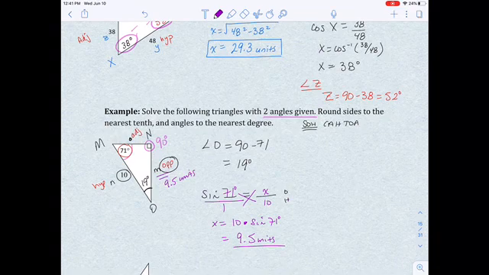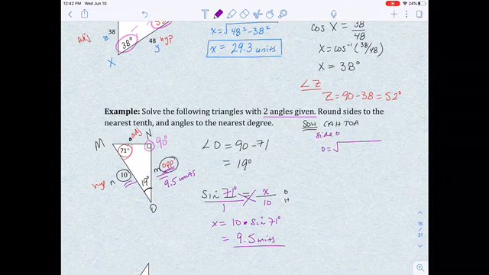If I wanted to use trig again, I could use one of my ratios. Okay, we've got lots of choices here because we have two sides. I could use ratios, or I could use Pythagoras. I could say side O is the square root of 10 squared minus 9.5 squared. And if I plug that into my calculator, literally plug it in, I will get 3.1 units.